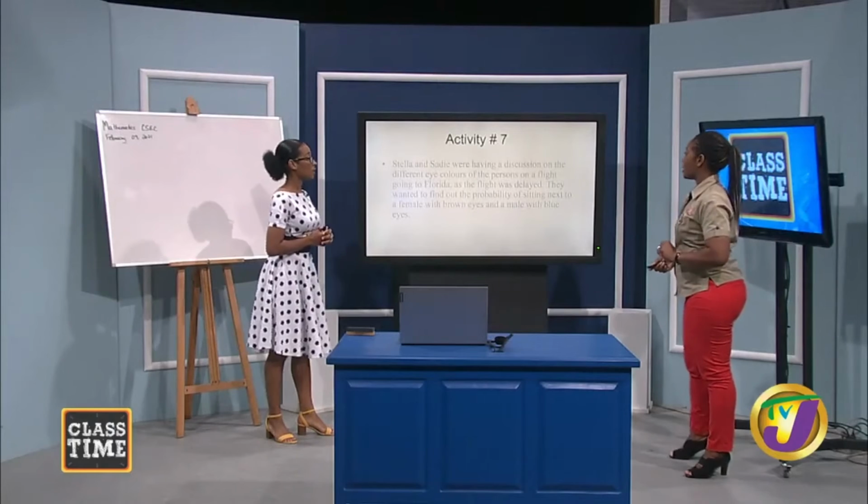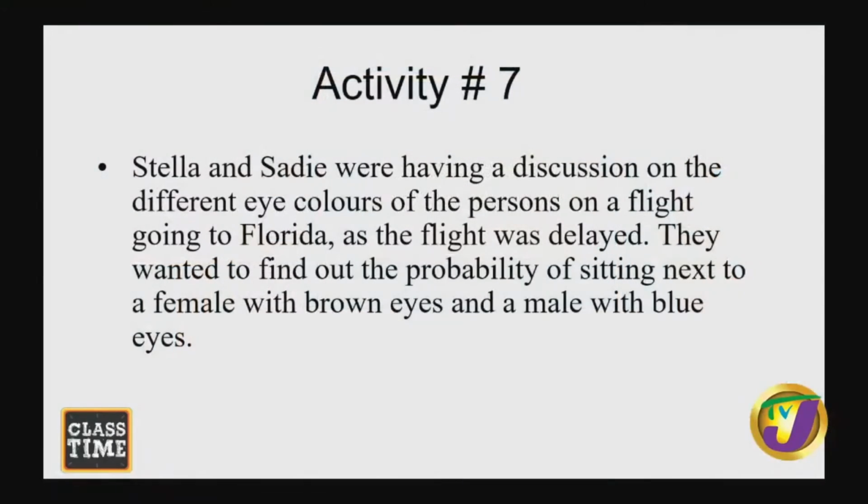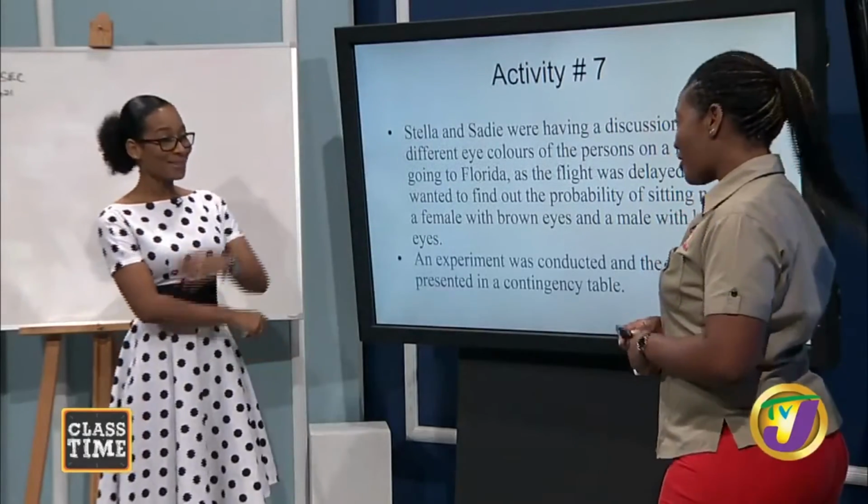Yes. Okay, great. So here goes. Stella and Sadie were having a discussion on the different eye colors of the persons on a flight going to Florida. As the flight was delayed, they needed something to do. They wanted to find out the probability of sitting next to a female with brown eyes and a male with blue eyes. I think I need to do this one day too. This looks fun.